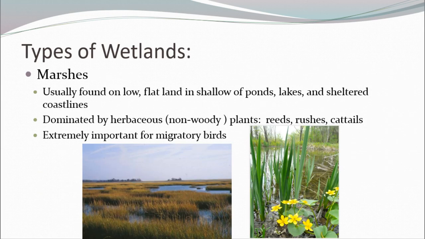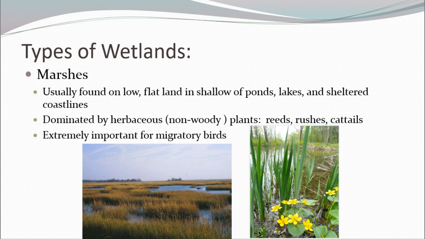Okay, so what are the types of wetlands? We can kind of divide them into three big categories. There are your marshes, and your marshes are going to be dominated by grasses. These are your herbaceous, and by herbaceous I mean non-woody plants. So again, grasses, reeds, rushes, cattails, they're all grasses.